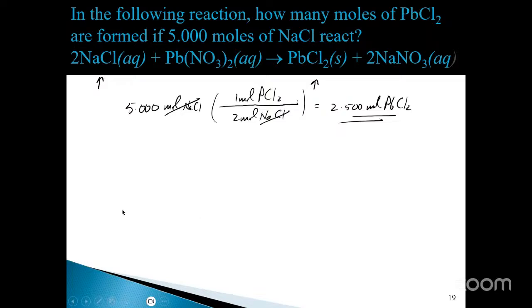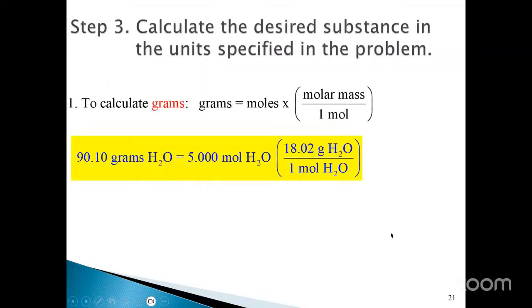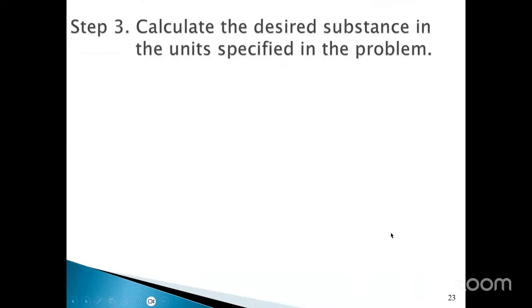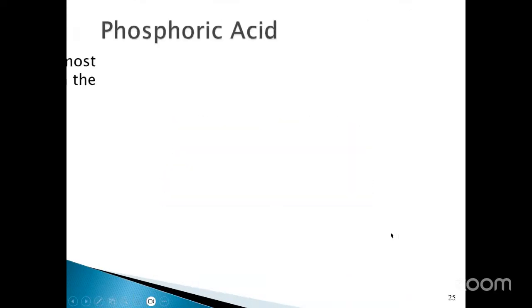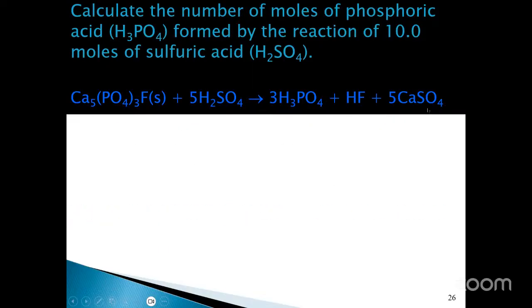Okay, any question about this? I don't think there are many questions that could be asked about this, but any questions about this? All right, so let's see if I can find a next example. Okay, here's another one. They gave us this equation here. And again, it's a mole-to-mole question because the question says, calculate the moles of phosphoric acid formed by the reaction of 10.0 moles of sulfuric acid. Again, fortunately for us, they gave us the balanced equation, right?